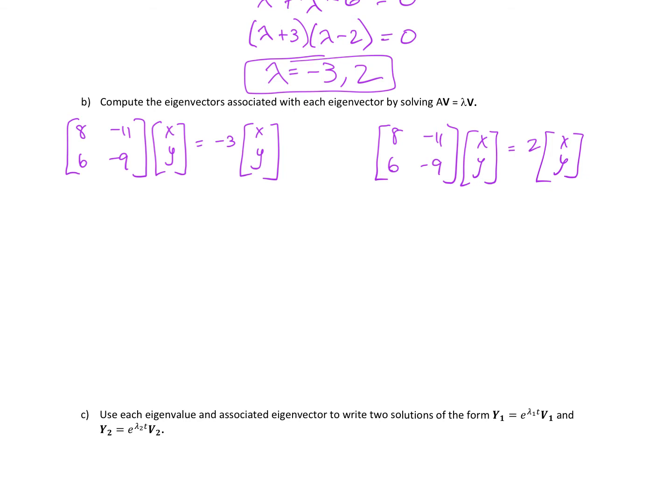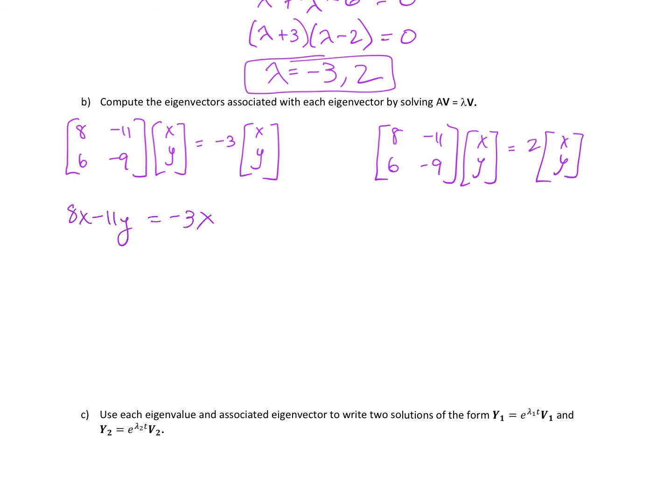So we find the eigenvectors by setting AV equal to lambda V for each of the two lambdas. I've set that up already. Then we change these two equations. So I have 8x minus 11y equals negative 3x. And the other equation is either superfluous or unhelpful. So we are just going to solve this first equation as long as it gives us some values that we can choose for x and y.